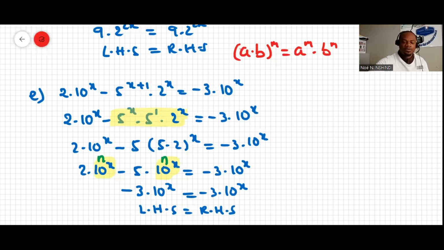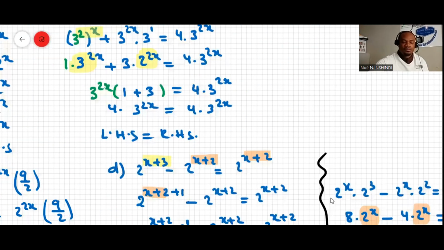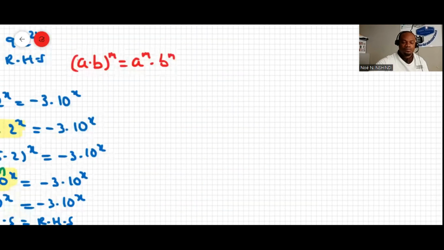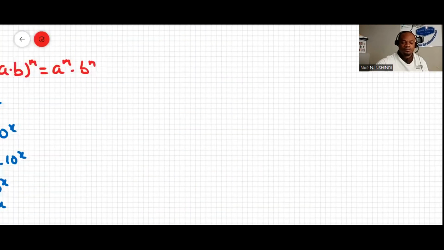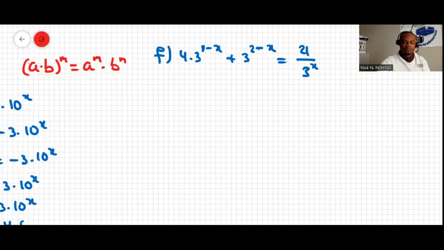Somewhere we can do a question F. Let's see. We have this. Right here, F. 4 times 3 to the 1 minus x plus 3 to the 2 minus x equal to 21 over 3 to the power of x.